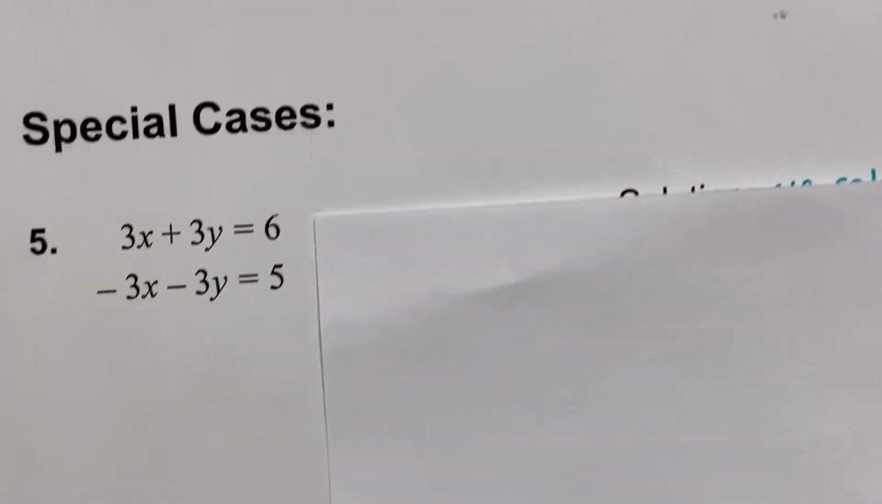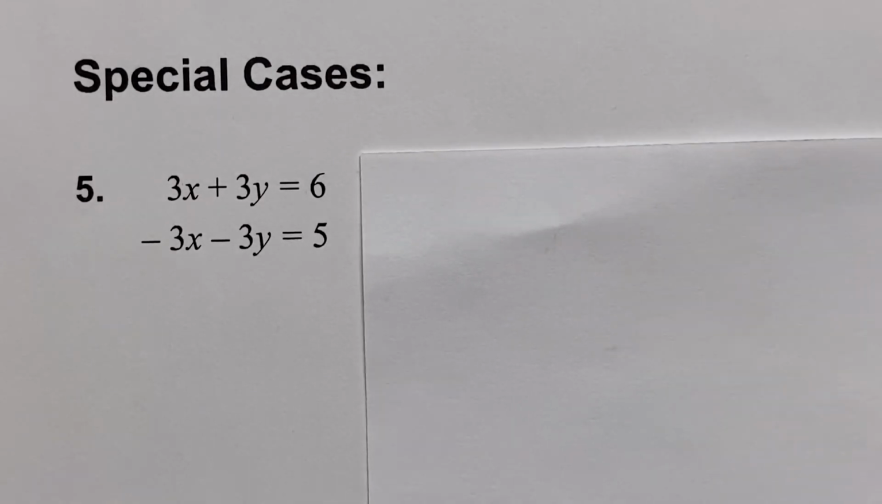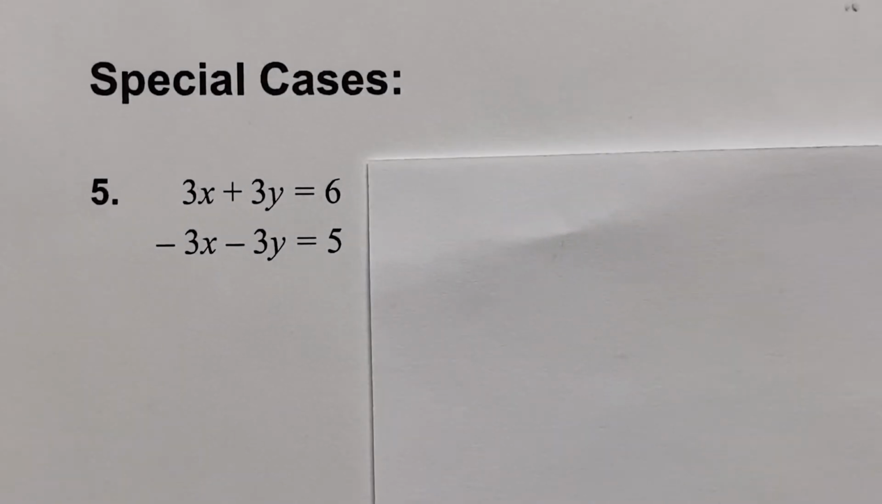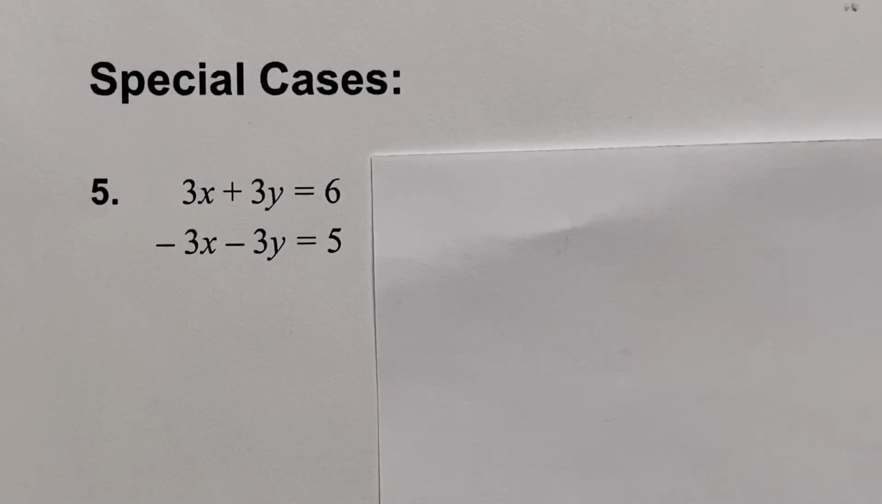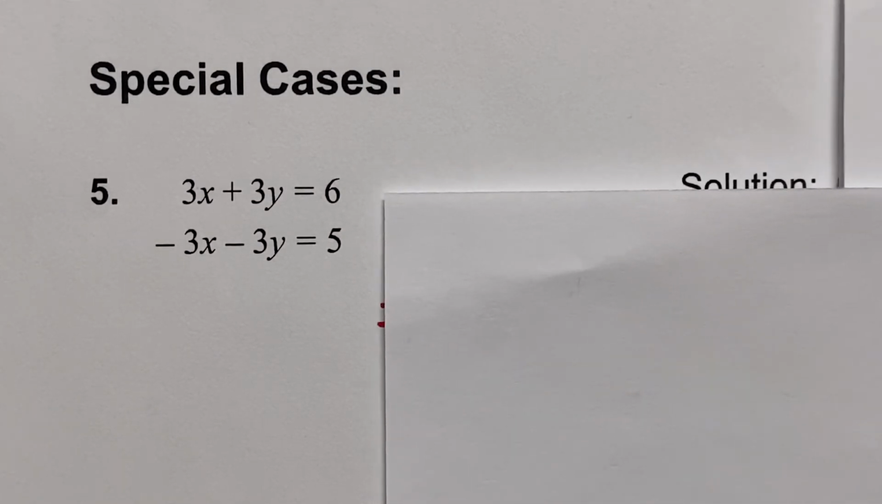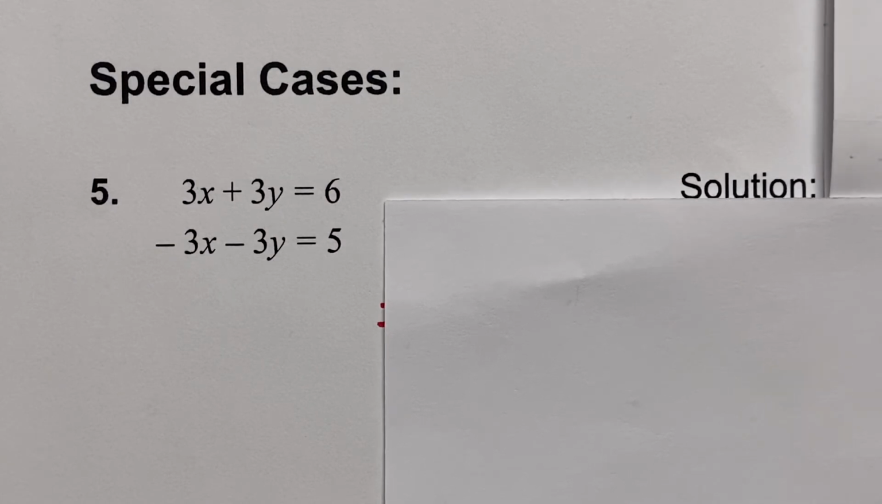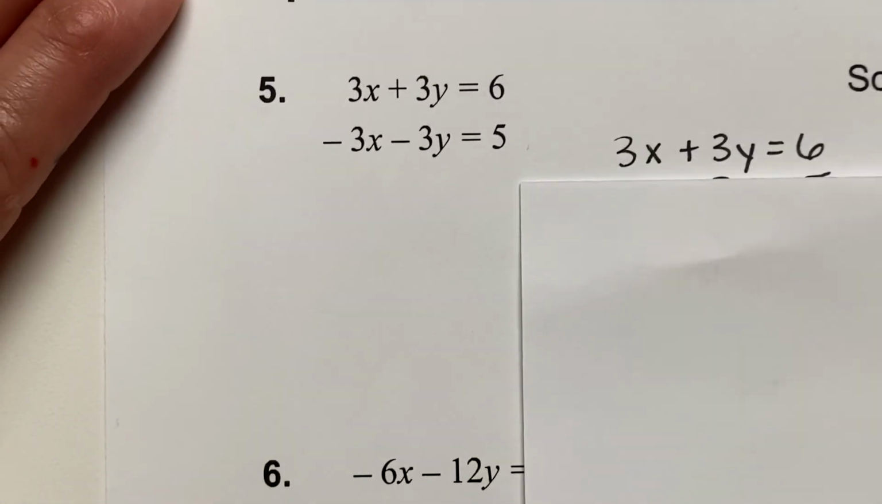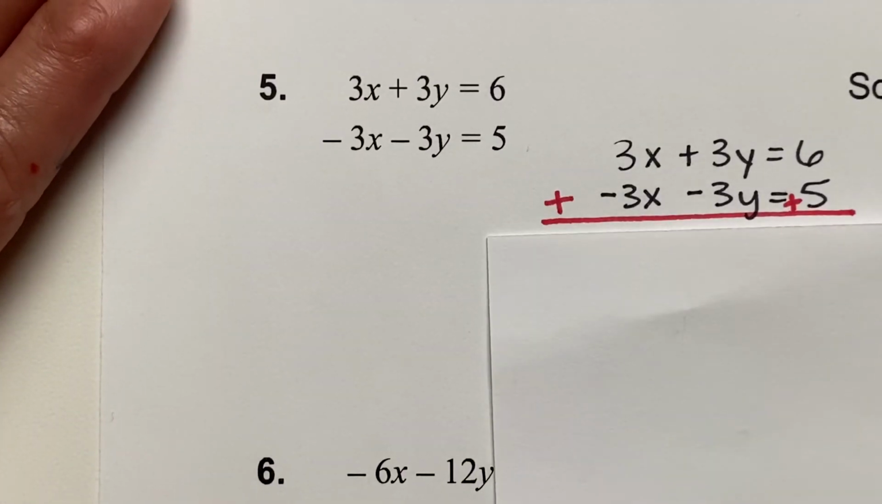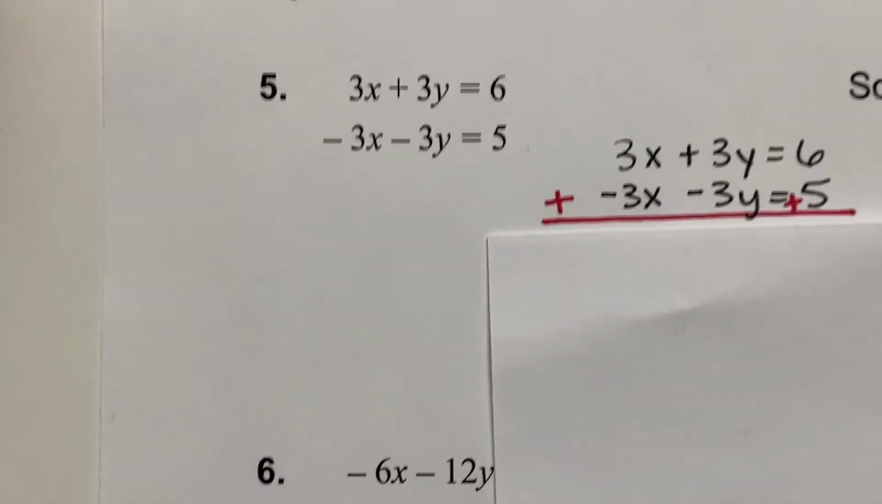So here's the next example. Again, you want to take the two equations and simplify them, or rewrite them. So I'm going to go ahead and cover up my solution over here. Okay. So when you rewrite both of the equations, you're going to get 3x plus 3y equals 6 and negative 3x minus 3y equals 5.